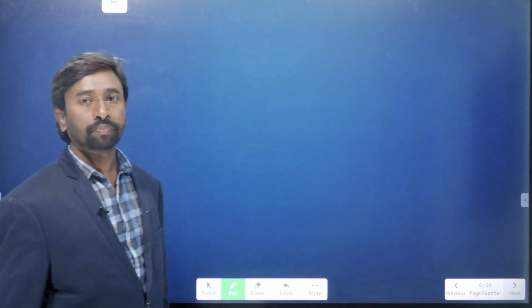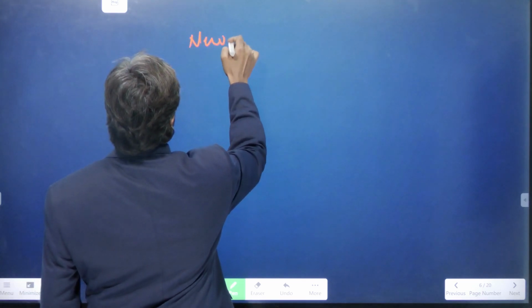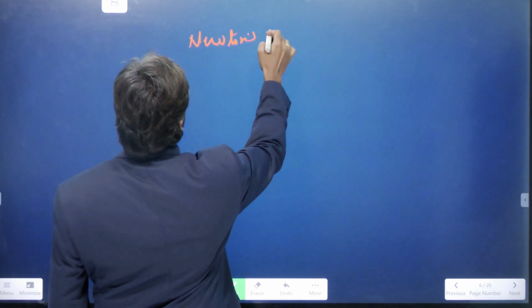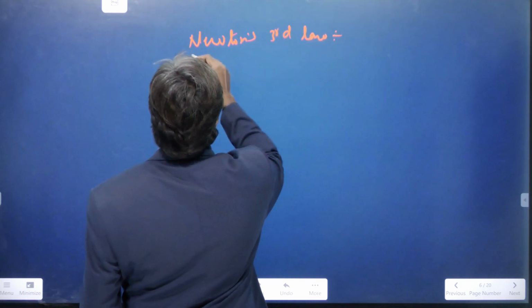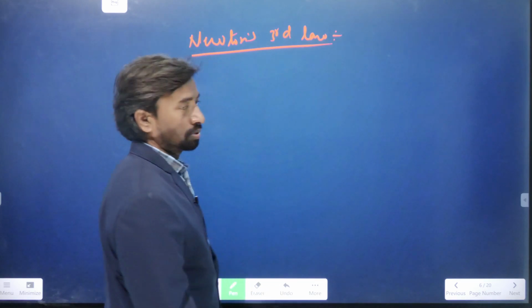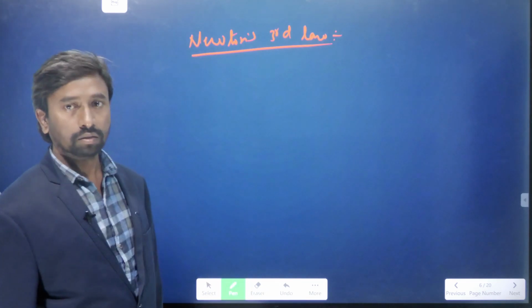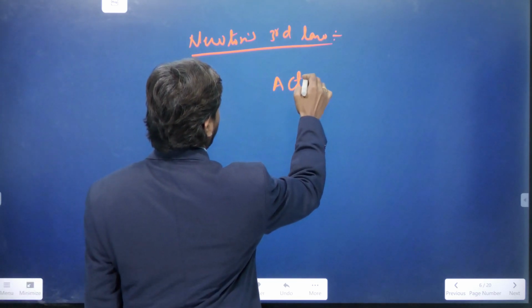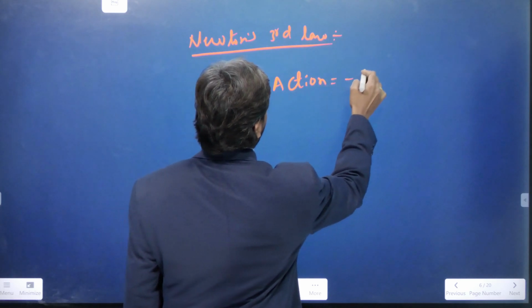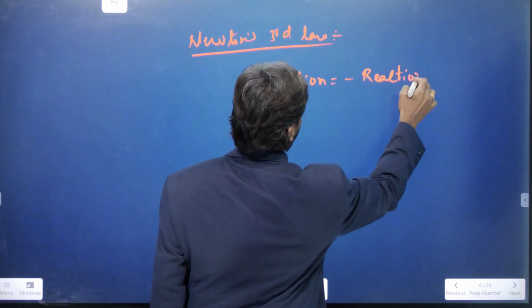The next law is Newton's third law. For every action there is an equal and opposite reaction. That is the well-known statement of Newton's third law. Action is equal to minus of reaction.